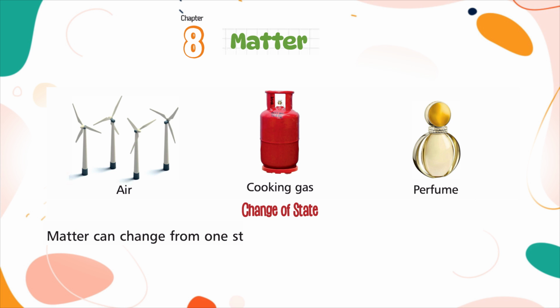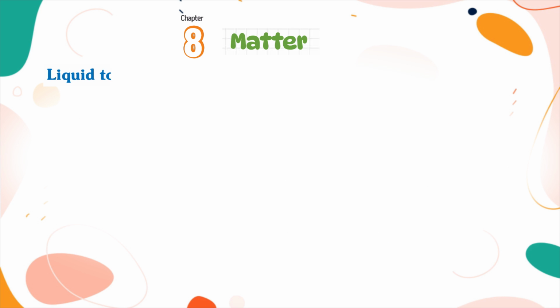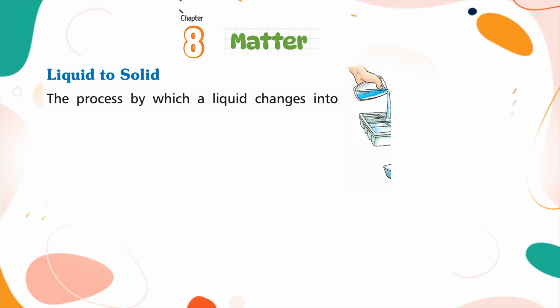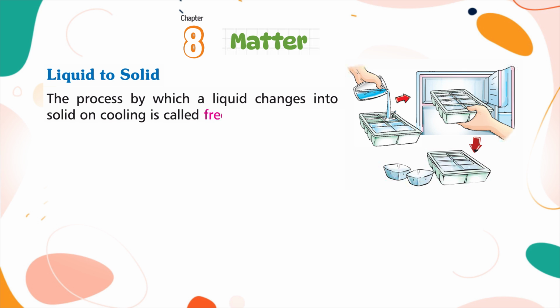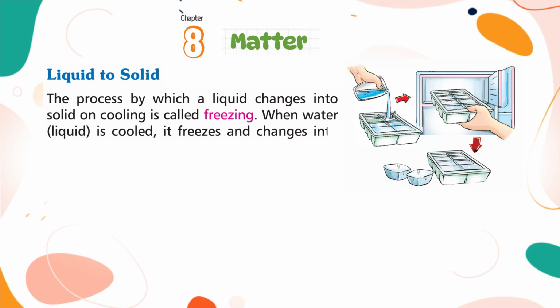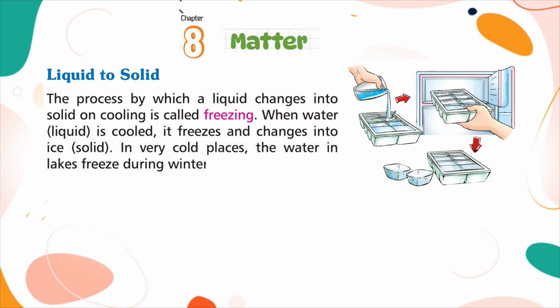Change of state. Matter can change from one state to another. Water exists in all the three states of matter. Liquid to solid. The process by which a liquid changes into solid on cooling is called freezing. When water, liquid, is cooled, it freezes and changes into ice, solid. In very cold places, the water in lakes freezes during winter to form ice.